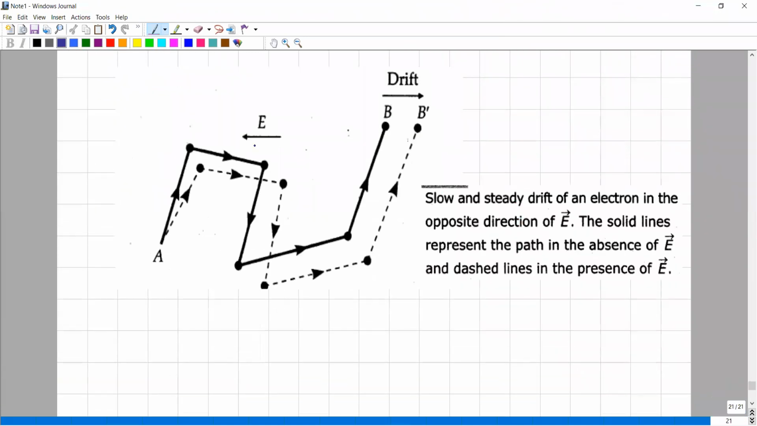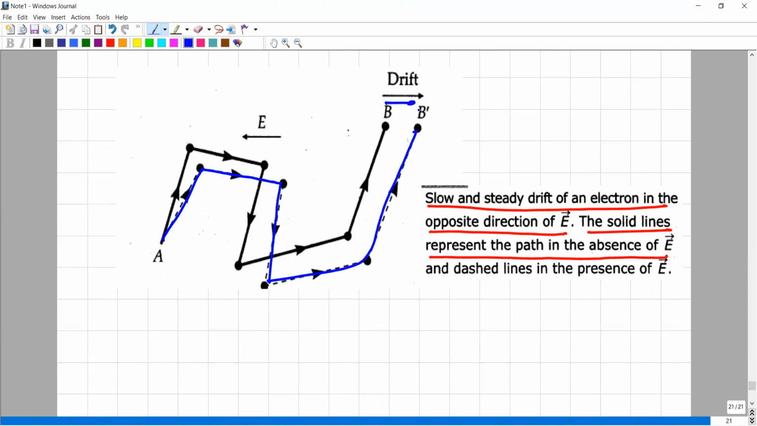Now, this is a very nice diagram for showing how the drift happens. So you see this, and you will get to understand why it is called drift also. The slow and steady drift of an electron in the opposite direction to the electric field. Okay, now the solid line represents the path in the absence of the field. That means if the field was not there, then the electron's random thermal velocity would have made the electron go in this path. But because of the electric field, this path is changed, and the dashed line shows the path in the presence of the electric field. So the electric field will increase the drift. Okay, this is the extra distance that it will keep on traveling.